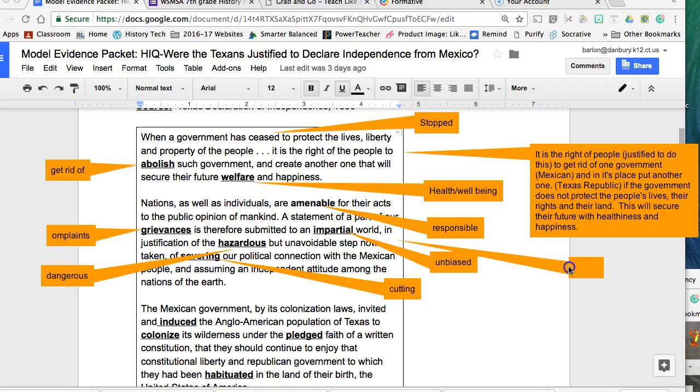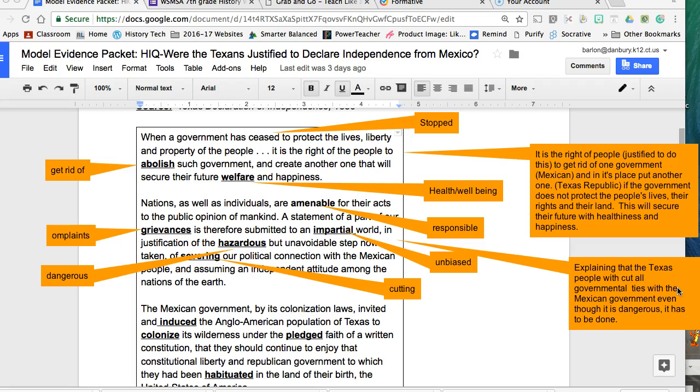This entire thing is explaining that the Texas people will cut all ties, their political or governmental ties, with the Mexican government, even though it is dangerous. It has to be done. And you do something like that. So the rest of this you can do.